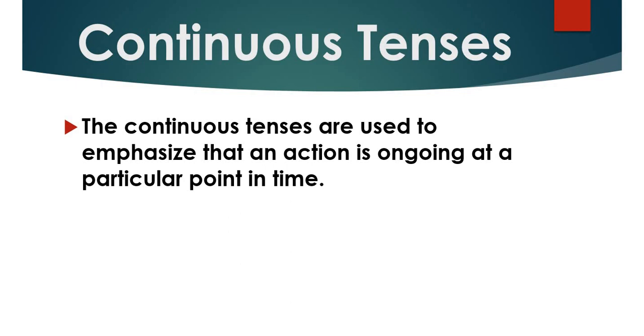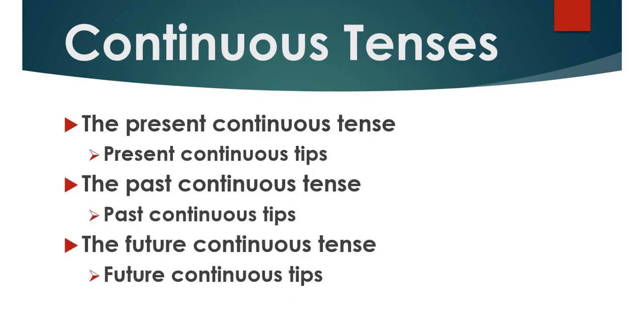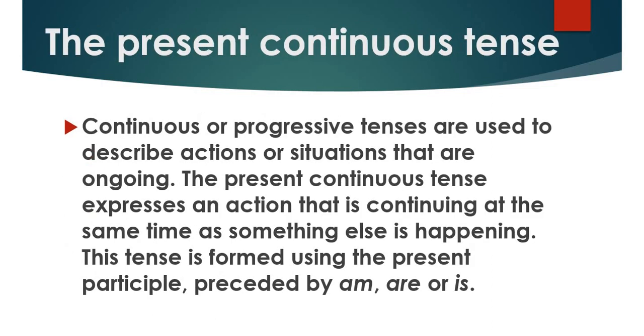The continuous tenses are used to emphasize that an action is going on at a particular point in time. We're going to study about the present continuous tense, present continuous tips, and the past continuous tense, past continuous tips, and the future continuous tense, future continuous tips. Let's start with the present continuous tense.